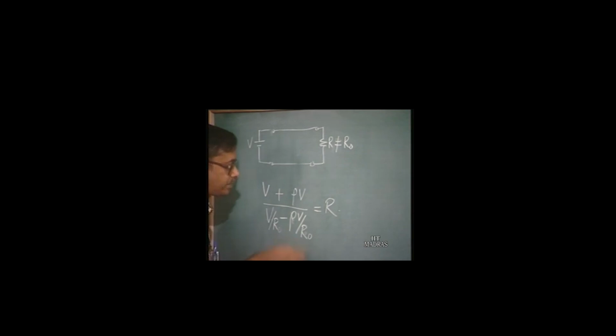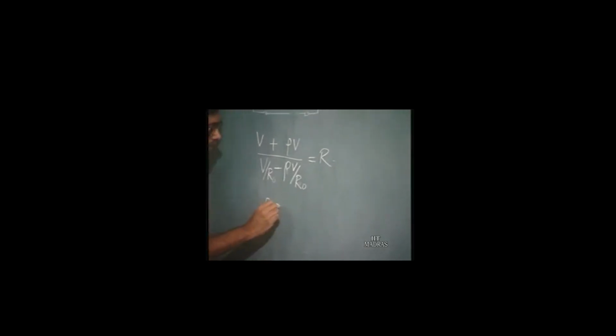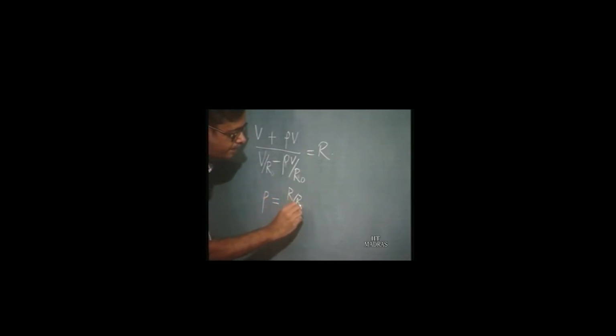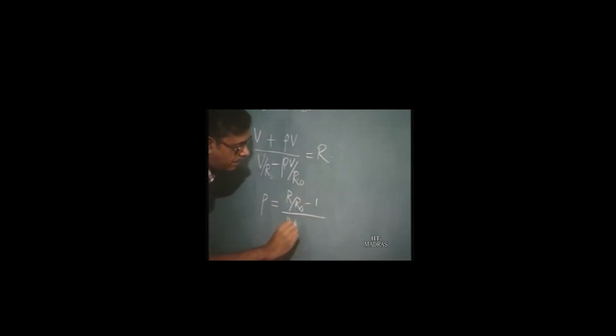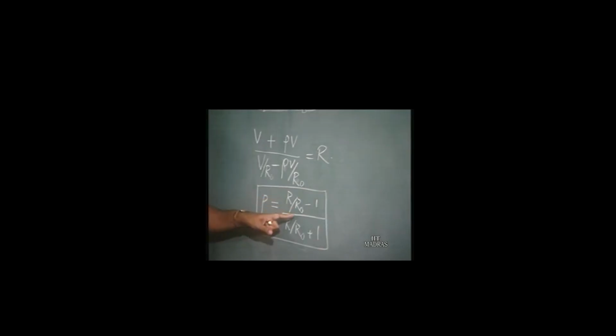Now, from this we can find out the value of rho. Rho can be expressed as (R by R naught minus 1) divided by (R by R naught plus 1). This is the expression of rho, which is the reflection coefficient. So, it is related to the ratio of the load resistance to the characteristic impedance or characteristic resistance of the line.